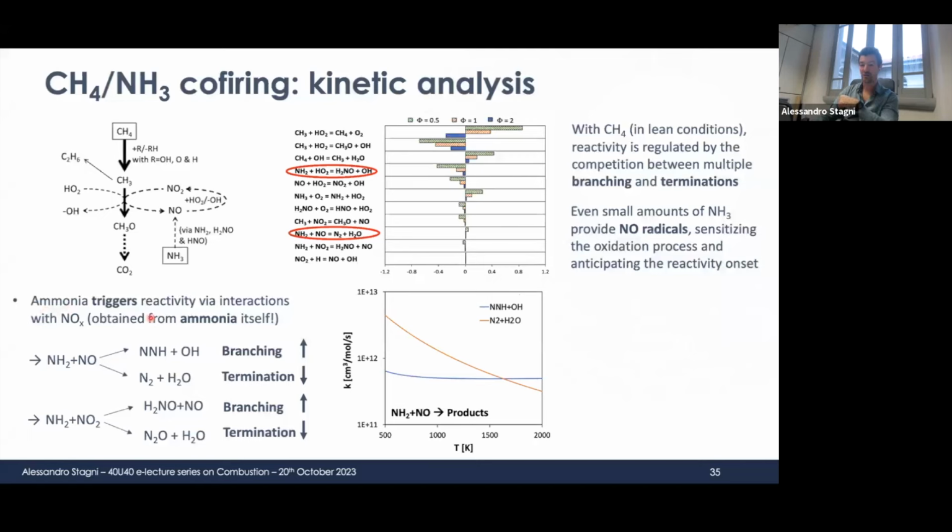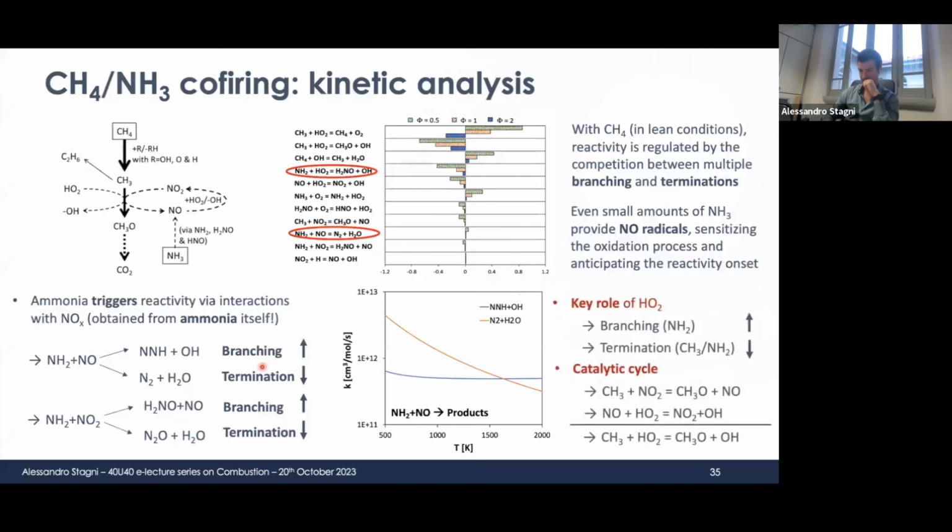The amount of sensitization results from the competition between branching and termination paths. Again, here we have the key role of the HO2 radical, as in pure ammonia. As you can see, termination is important also for the reverse H abstraction by methane, which is the first reaction here. Basically, a catalytic cycle is established, and we move from methyl radicals to the more reactive OH radicals and methoxy radical, which then decomposes to formaldehyde and hydrogen radicals.